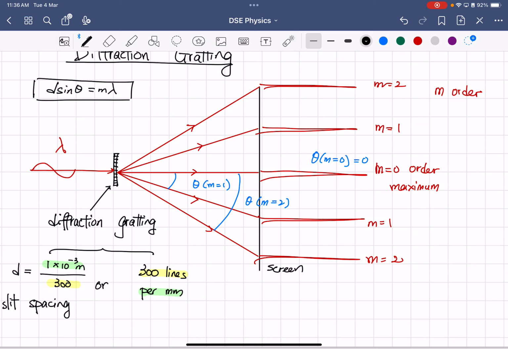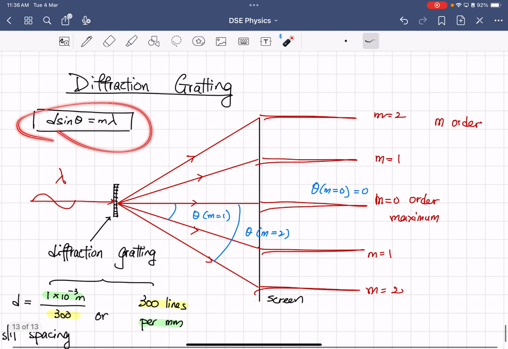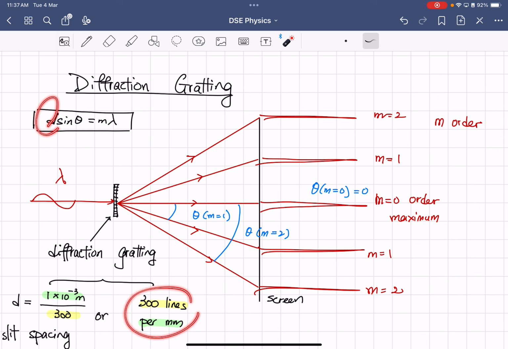So in examination, I expect you to recall this formula whenever you are doing calculation for diffraction grating. This is the first step. If you can't recall this equation, then never mind, you skip this question. If you can recall this equation, the next step is, do you know m is order? Do you know d is the slit separation? Do you know how to find d when you are told that you have 300 lines per mm? Things like that.